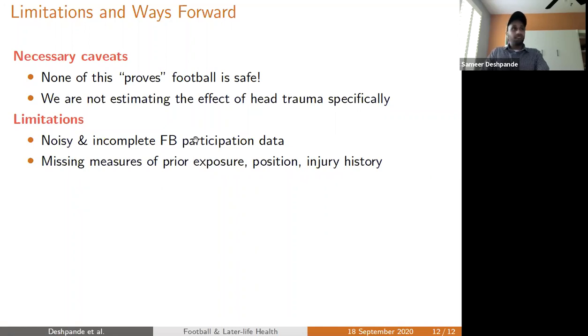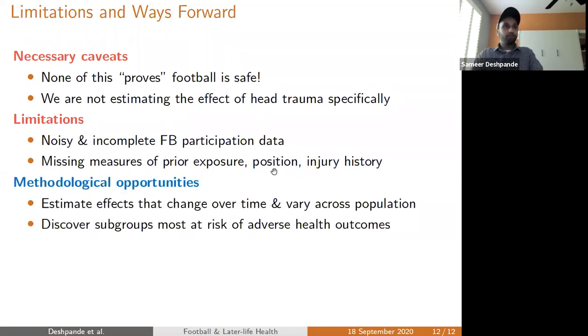And I'm running out of time, and that was such a dismal note to end on. So I want to give a plug about why I think this is still an exciting area to work in. All of what I've presented here is really just the first crack at estimating the causal effect of playing football. And I think there's a lot of work left to be done. In particular, what's most exciting to me are some of the methodological opportunities.